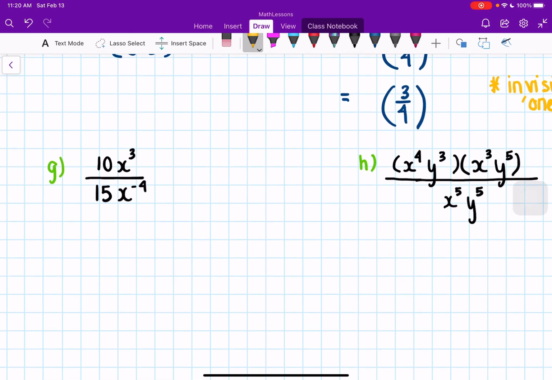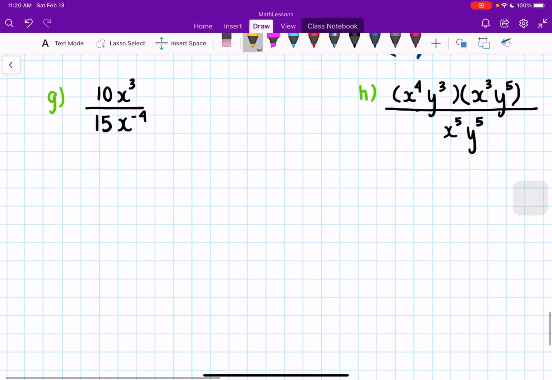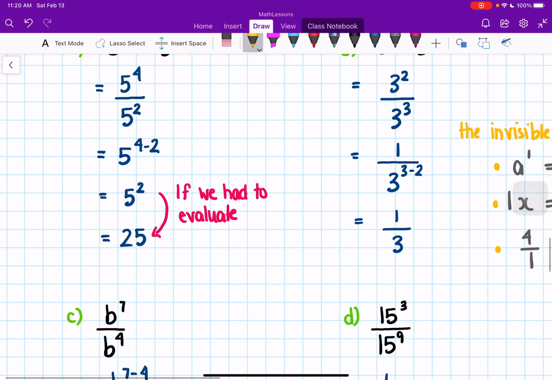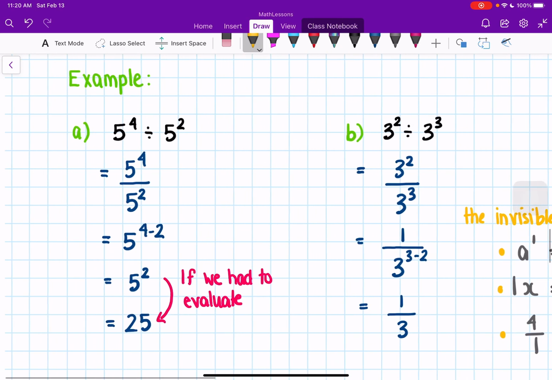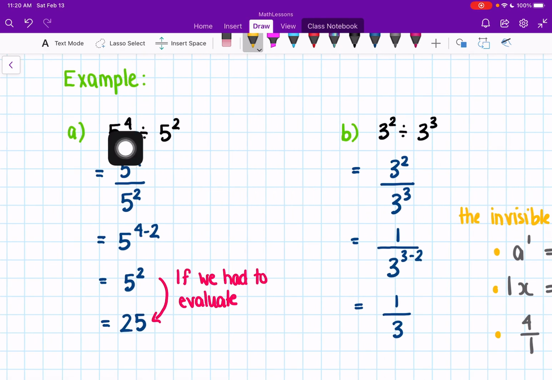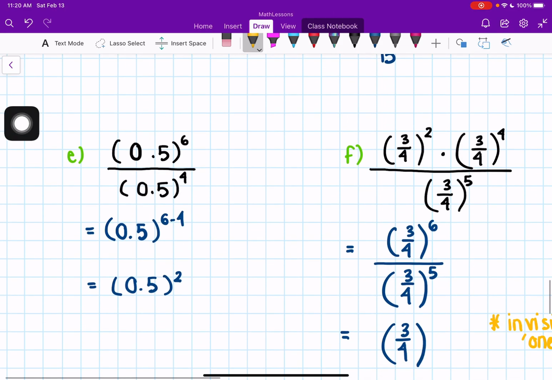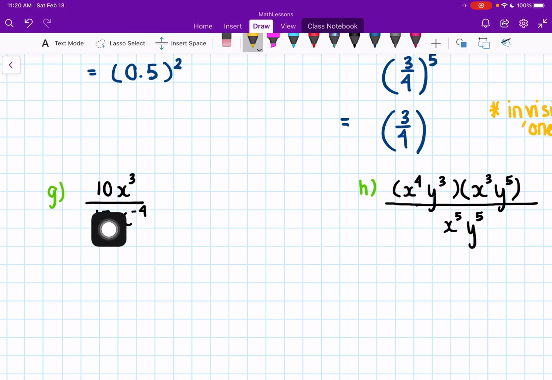Now in question G, or example G, it looks a little bit different because now I have coefficients. If you look in these questions, we really weren't dividing coefficients. We either had numerals that we were dividing, or we had variables that we were dividing. But we still haven't looked at when we have a coefficient with a variable and we are dividing. Well, the rule is we're just going to divide the coefficients and then divide the variables.